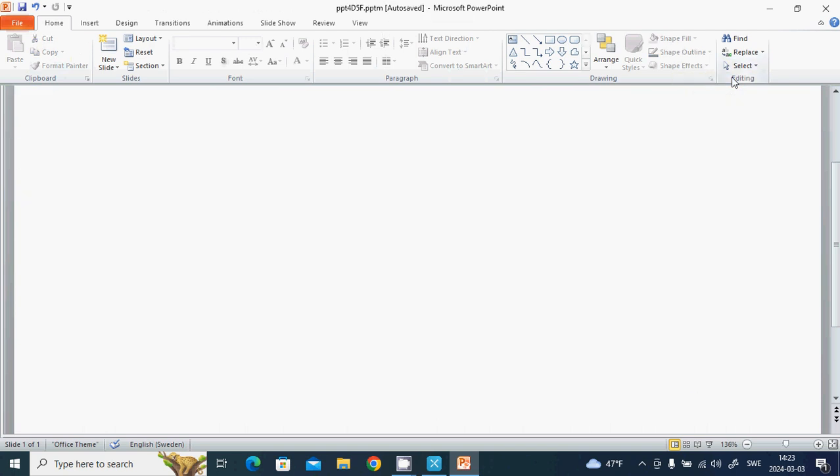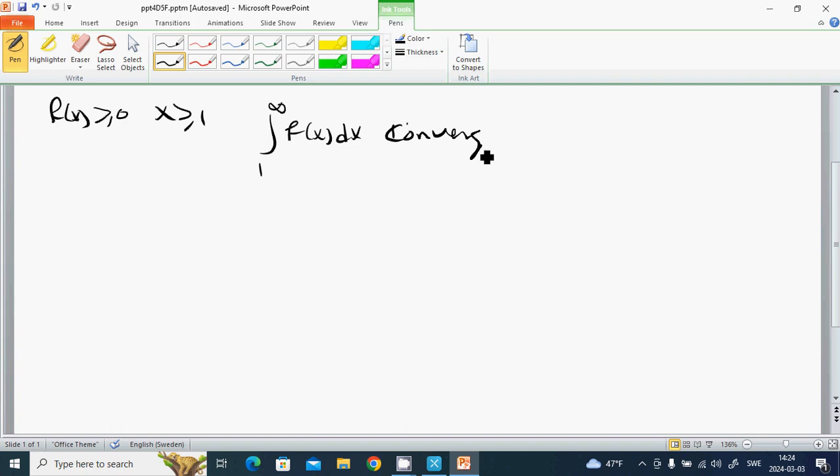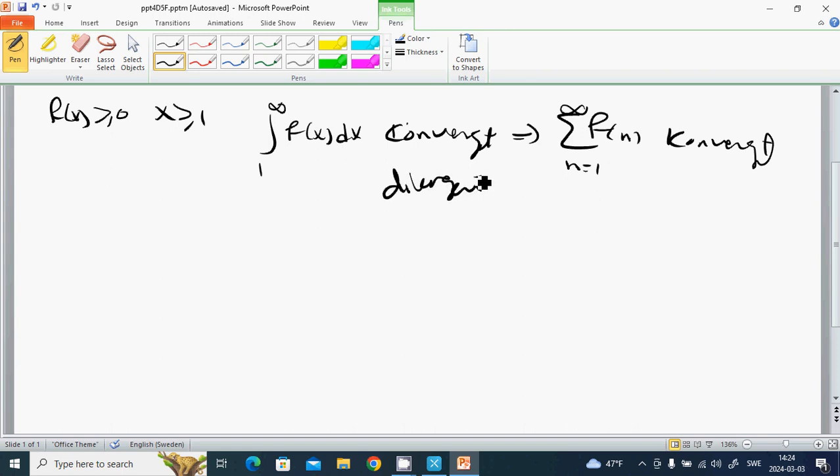We can write the integrals. In a series, if f of x is positive for x greater than 1 and the integral from 1 to infinity of f of x dx is convergent, then the sum from 1 to infinity of f of n is convergent, and if this is divergent, then the sum is divergent.